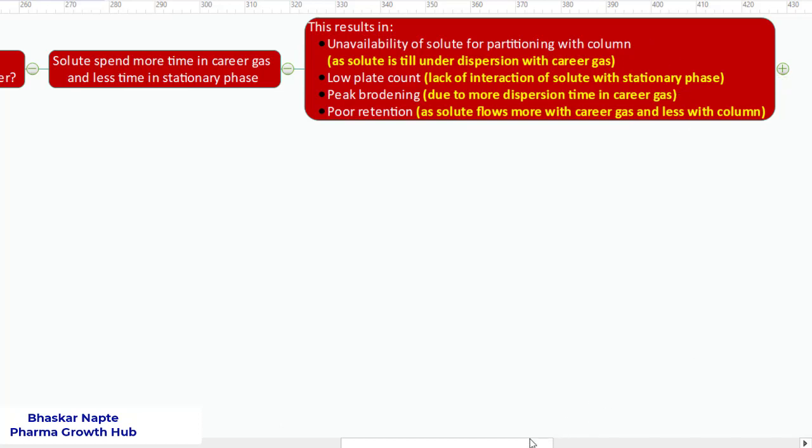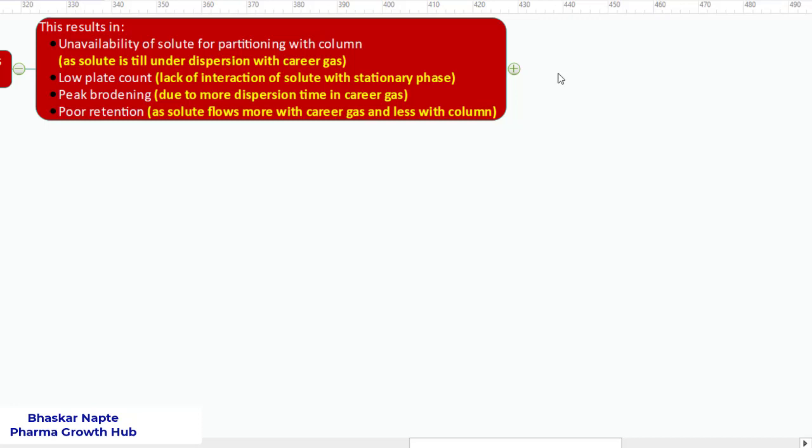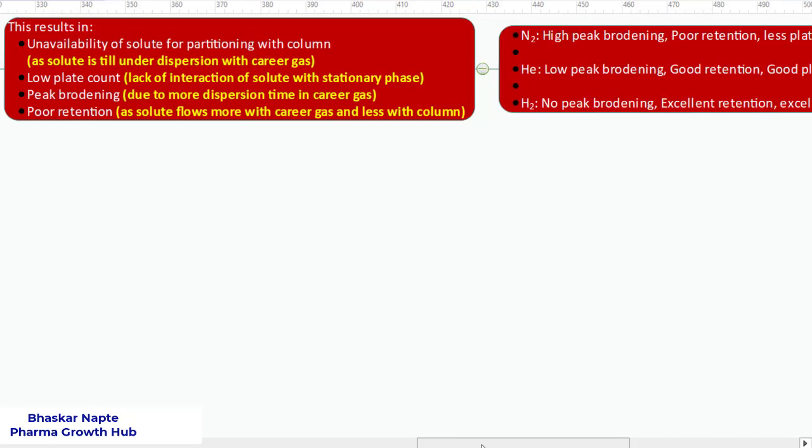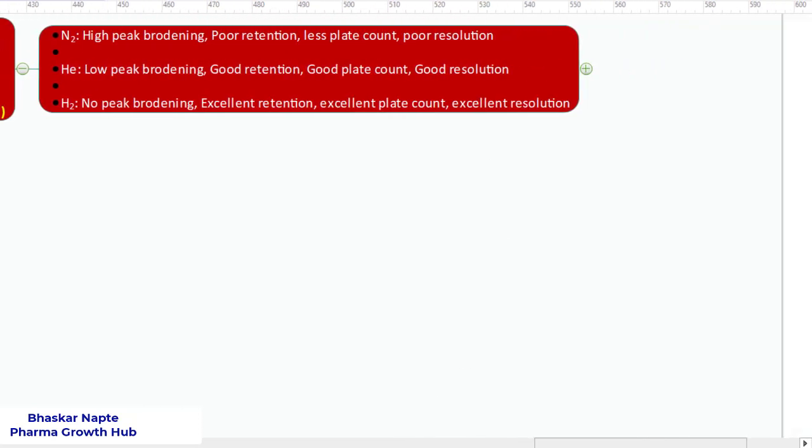Let us analyze further. Nitrogen is going to bring high peak broadening. If you understand the last discussion, it will end up with poor retention, with velocities similar to helium and hydrogen. It will bring fewer plate counts and poor resolution.